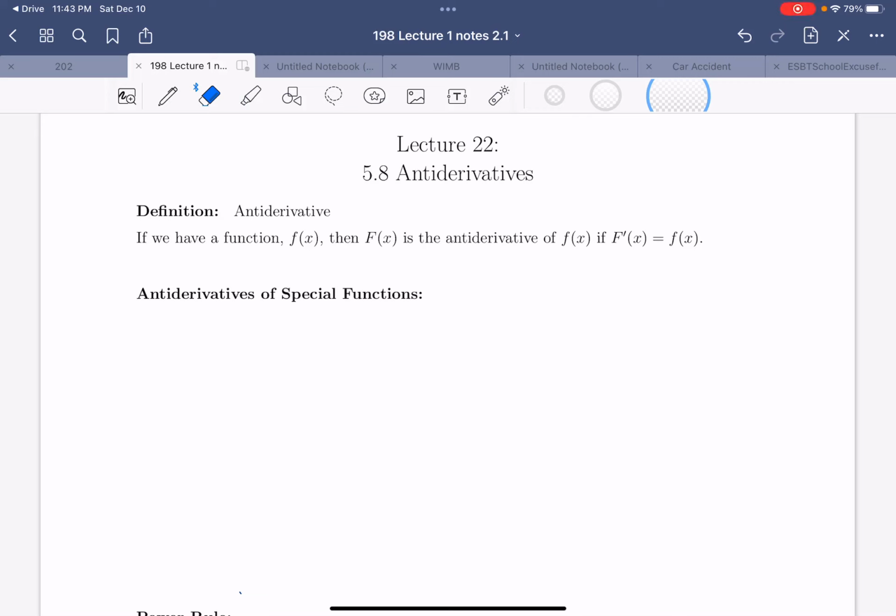Hi there, this is Lecture 22 on Section 5.8, Antiderivatives. All semester long, we've been working towards finding the derivatives of functions, and now we're going to spend a little bit of time going backwards and finding the antiderivative. If you have a function little f of x, then we're going to use capital F of x as the notation for the antiderivative.